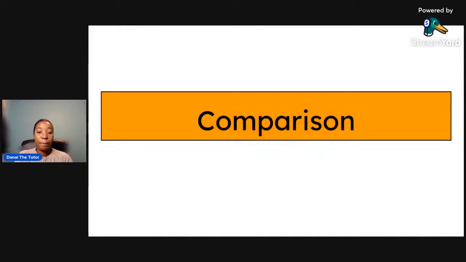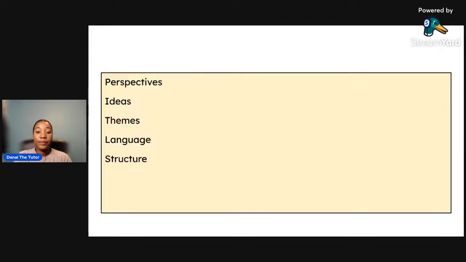Okay, the reason why that question is usually the final one of the section, is always the final question of whatever section it's included in, is because you're using all your knowledge so far. Okay, so remember that. Remember to use all your knowledge of the text up to that point in the exam in order to inform your response for the comparison. Okay, so like I said, we are looking at comparison.